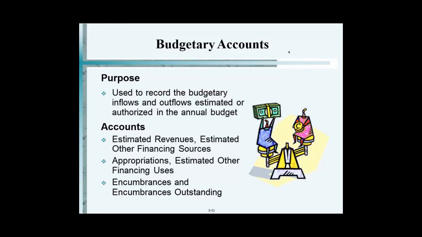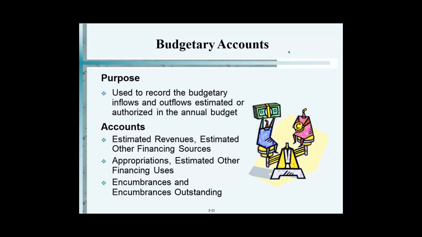And these are the accounts called estimated revenue and appropriations. These are budgetary accounts. They don't exist under the accrual basis of accounting. They only exist in a budgetary system. There is a distinction between estimated revenue and other financing sources. It's not complicated, but you need to understand this.